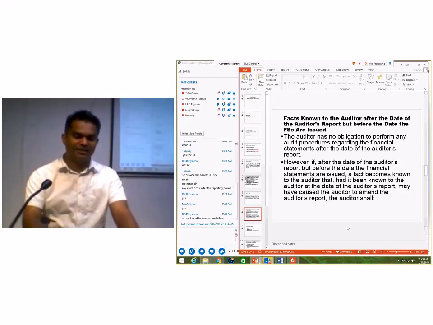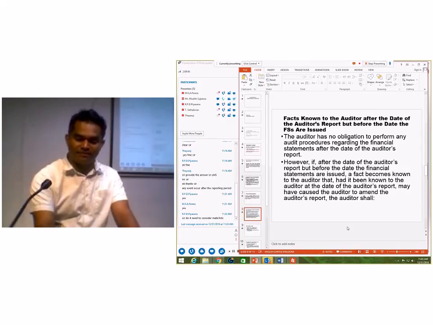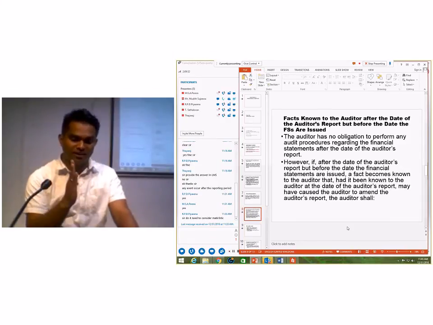So as we discussed, facts known to the auditor after the date of the auditor's report, before the financial statements are issued. Already I discussed this circumstance. Very clear that the auditor has no obligation to perform any procedures regarding the financial statements after the date of the auditor's report. So that's why I told you the auditor's responsibility on subsequent events is restricted to the audit report date.